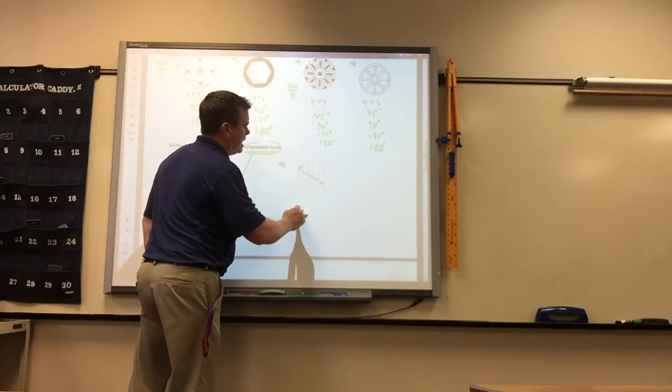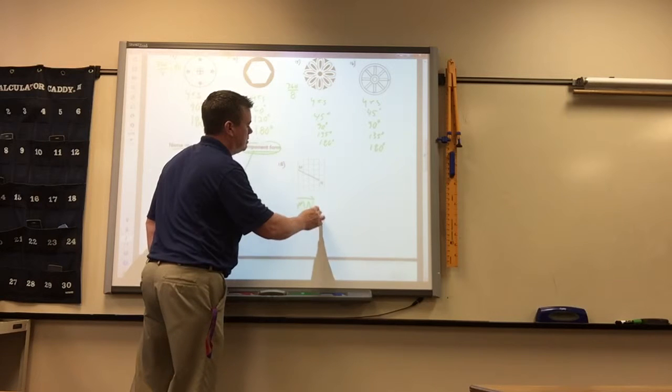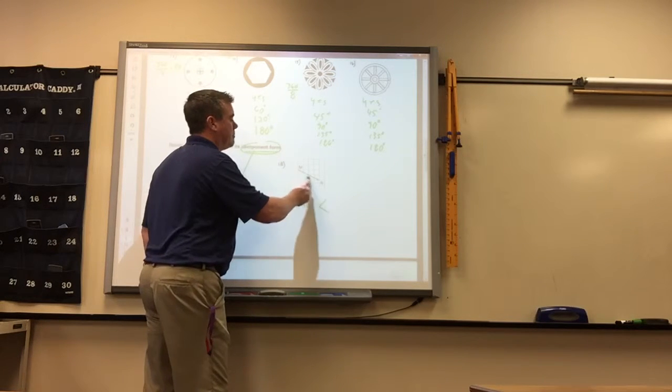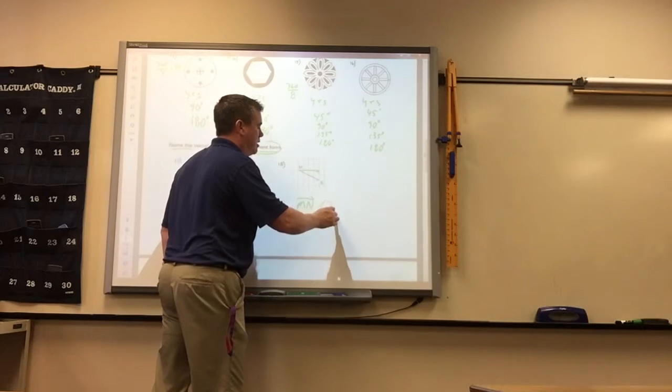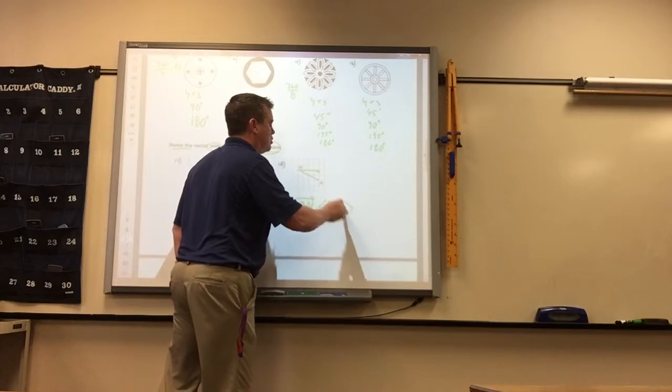Here, this is vector MN. So to get from M to N, remember you go side to side first, so it's over 1, 2, 3, 4, and down 2, so negative 2.